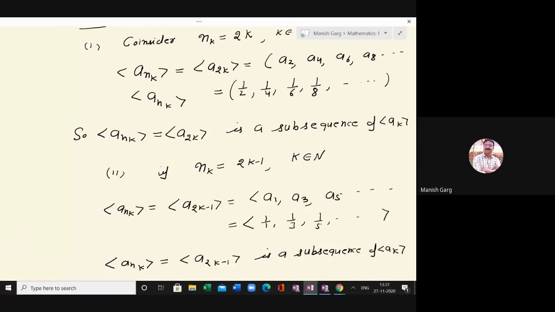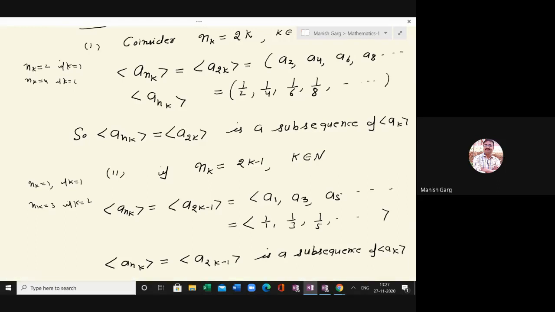Here, in both these two questions, 1 and 2, nk is always greater than k. Here nk is equal to 2 if k is equal to 1, nk is equal to 4 if k is equal to 2, and so on. Here nk is equal to 1 if k is equal to 1, and nk is equal to 3 if k is equal to 2. Are you getting the point?